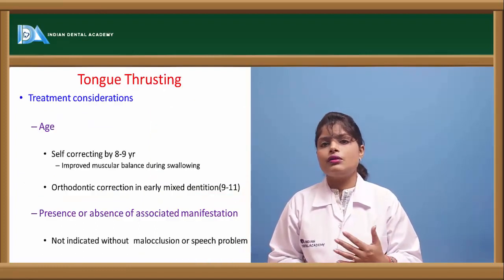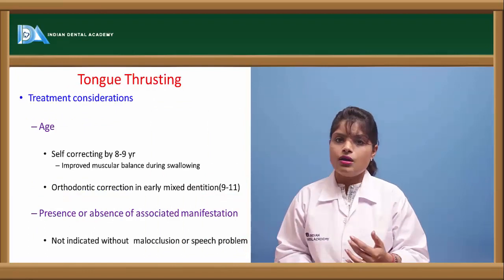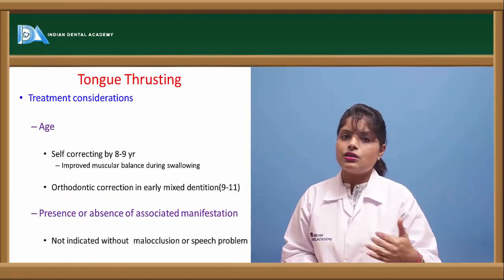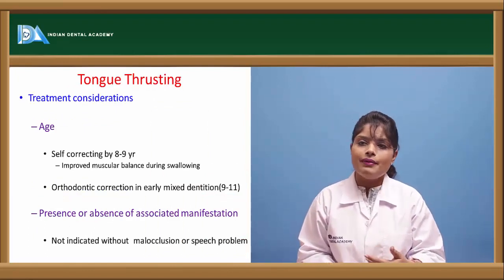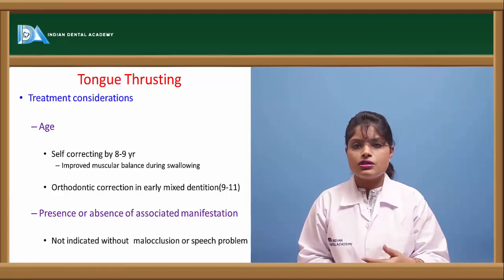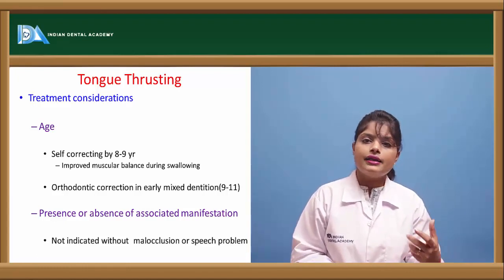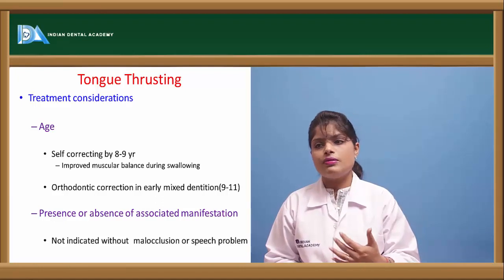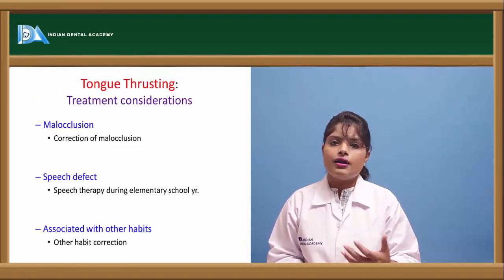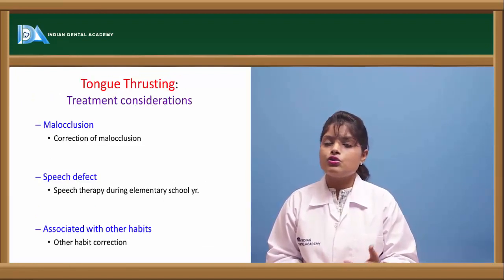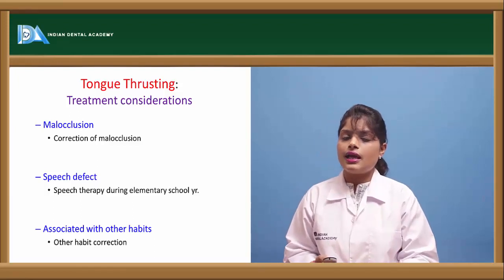Now, what is the treatment of the tongue thrusting habit? First, it depends on the age. The correction of the suckling habit should be done. The psychological counseling should be done. If there is an underlying thumb sucking habit, it should be corrected. Then any other malocclusion due to which the thumb sucking or the tongue thrusting has arisen.